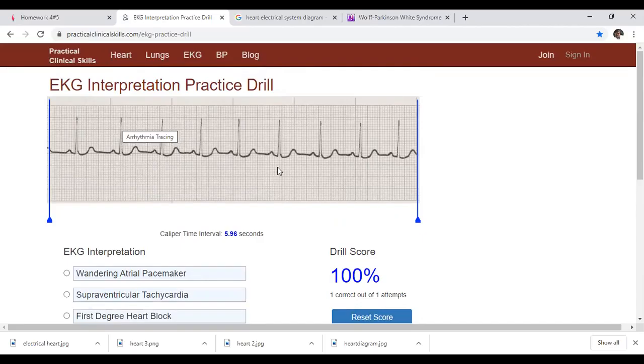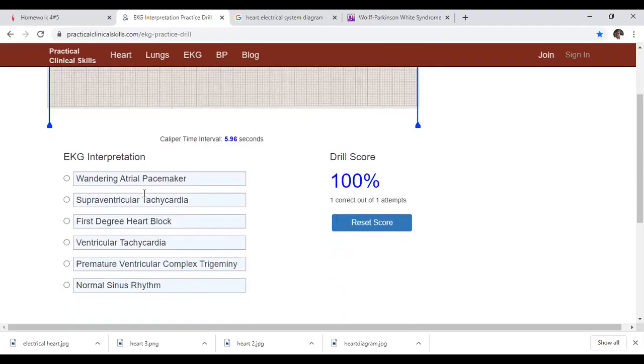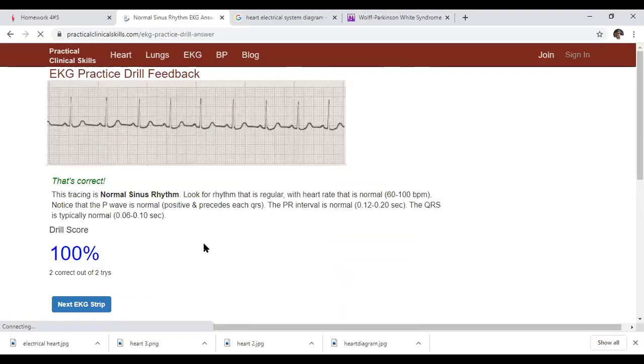Does it have all its parts? It does. Okay. So what do you think it is? Let's see if that's what they say. Good job. Normal sinus rhythm. It looks normal. It has all of its parts. It's not too fast. It's not over 100 or under 60, right? So a sinus something. All of the R waves are spaced out perfectly. The PR interval is where it should be. Normal sinus rhythm. Perfect.